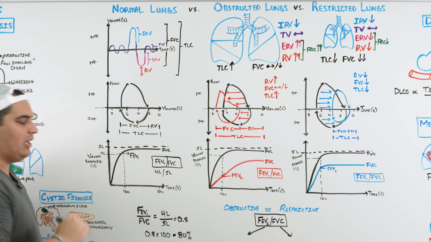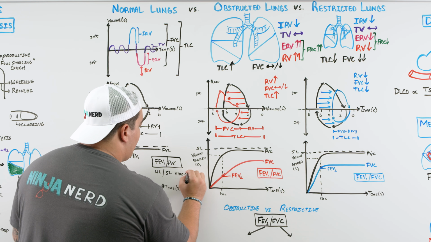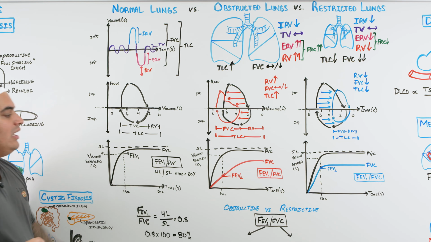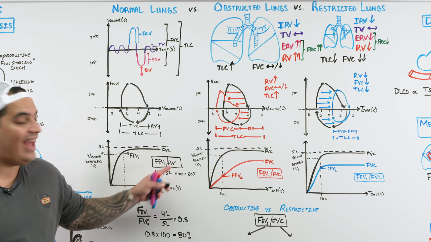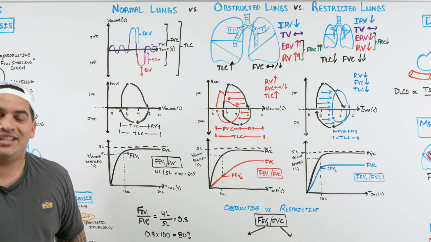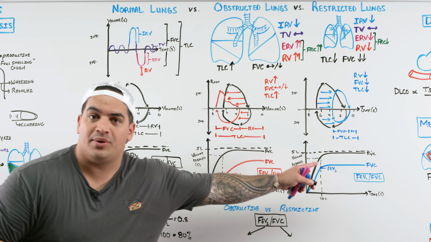4 divided by 5 is going to be about 0.8. Multiply that by 100, and I'm going to get 80%. That's about what the normal ratio is between FEV1 and FVC. What I need to be able to determine now is what that would look like in an obstructive and what that would look like in a restrictive lung disease.